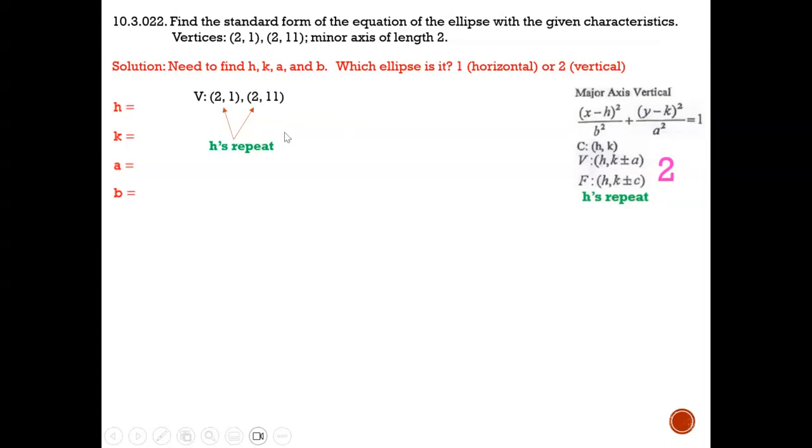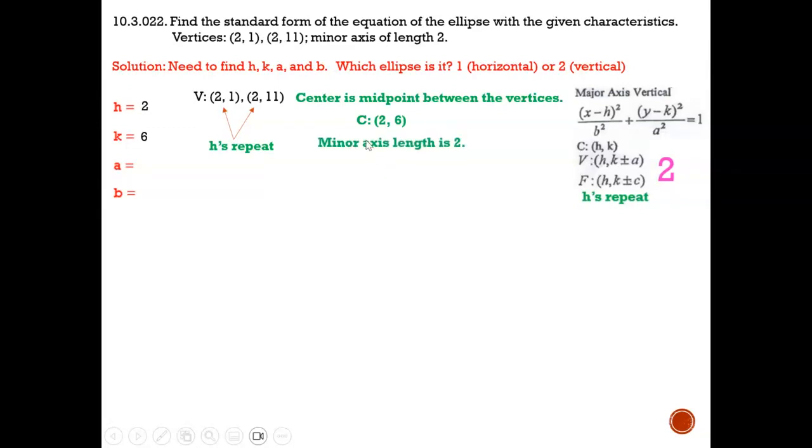Okay, now. So we know the value for h is going to be 2. Now how can we find k? Remember that the center is the midpoint between the two vertices. Hey guys, what's the midpoint between (2, 1) and (2, 11)? It's going to be (2, 6), right? If it's (2, 6), it means that from 1 to 6 is 5 units, and from 6 to 11 is also 5 units. So my h is 2, which we already know, and my k is 6.